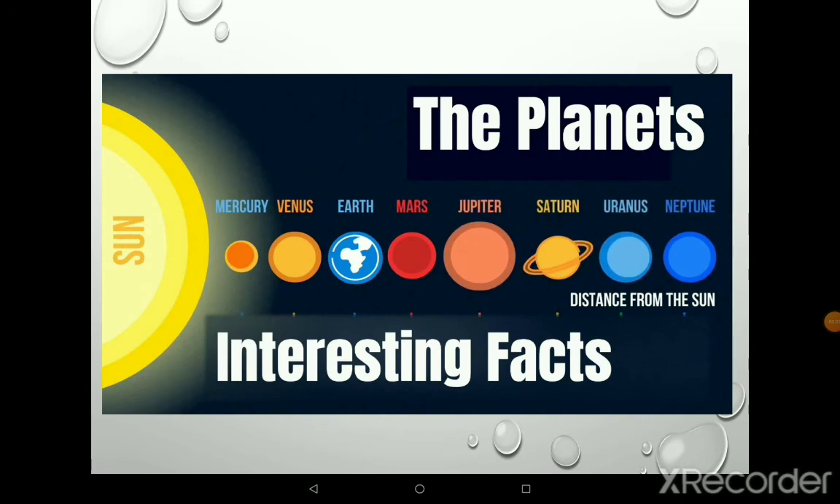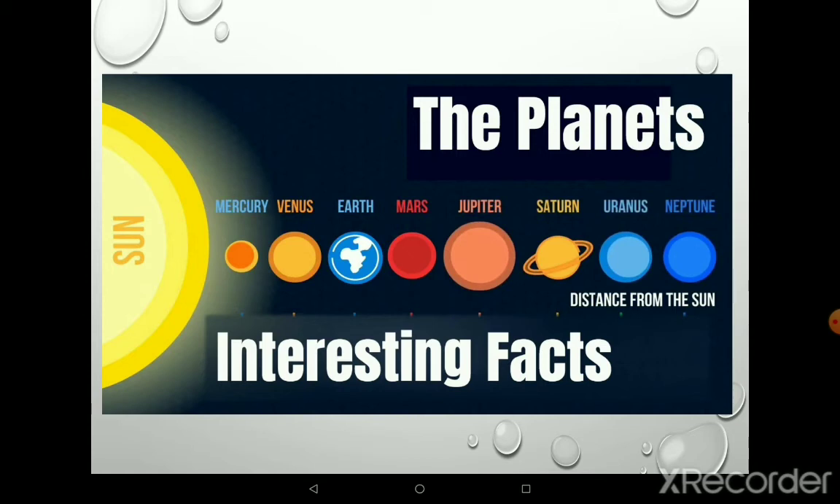Let's learn about the planets. There are 8 planets in our solar system. The first one from the sun is Mercury, then we have Venus, Earth, Mars, Jupiter, Saturn, Uranus and Neptune. All these planets revolve around the sun in a fixed path, and this path is known as the orbit.